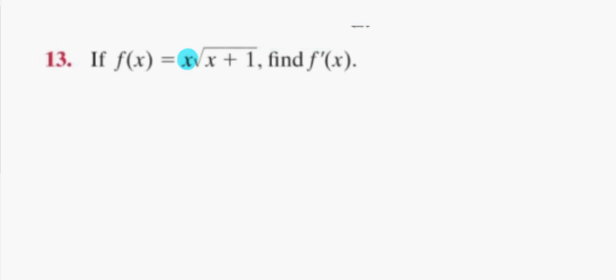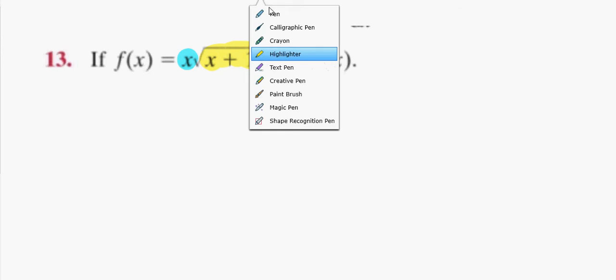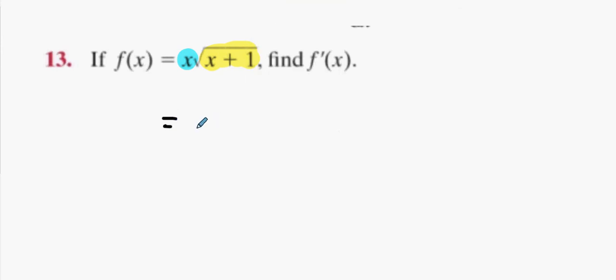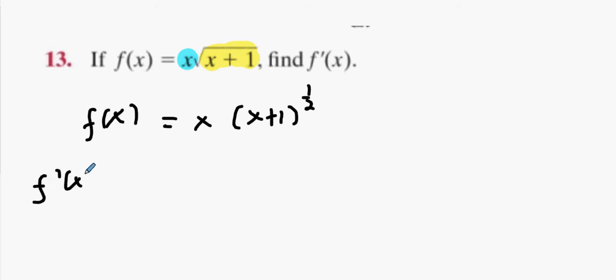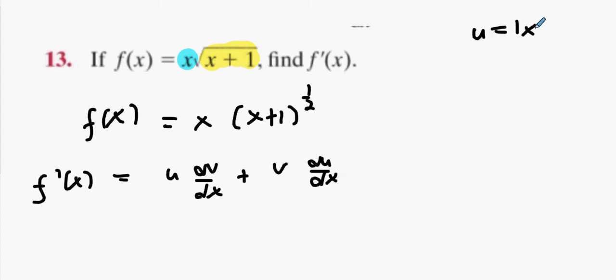So you can clearly identify two parts to this question, a blue part and a red part. The blue part is x, and the yellow part is (x + 1) to the power of a half. That to me would indicate that you are doing a product rule. The product rule is u times dv/dx plus v times du/dx. U equals x. This means du/dx equals 1.